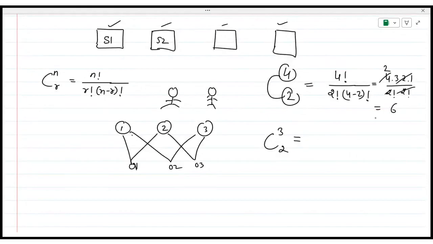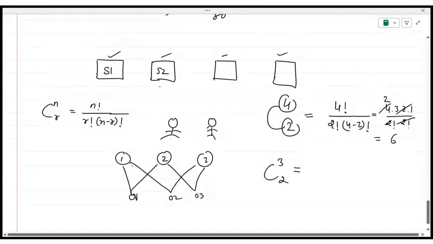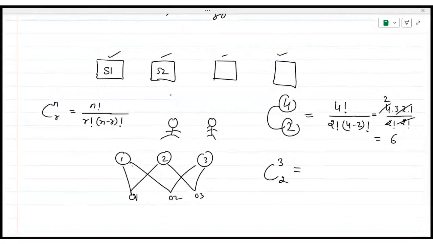It means I can select two chairs out of four chairs in a total of six ways. So a total of six combinations are possible if I want to select two chairs out of these four chairs. In the same way, I can calculate 3C2: 3 factorial upon 2 factorial into (3 minus 2), that is 1 factorial. If you open this out, you will get 3. And I have already told you there are three combinations possible.